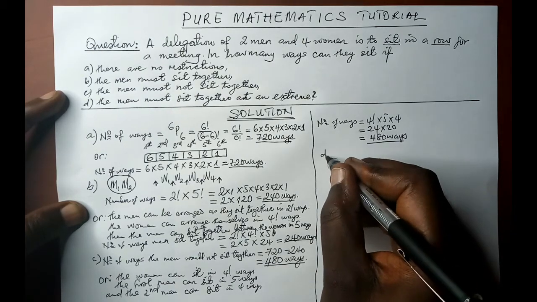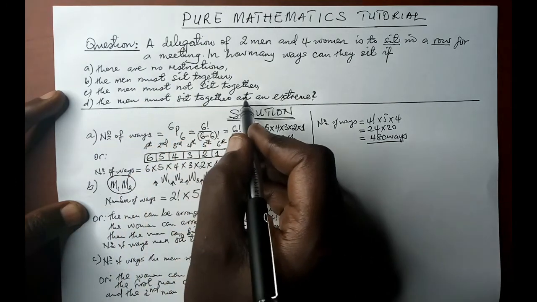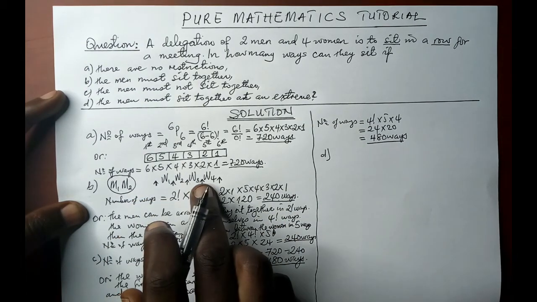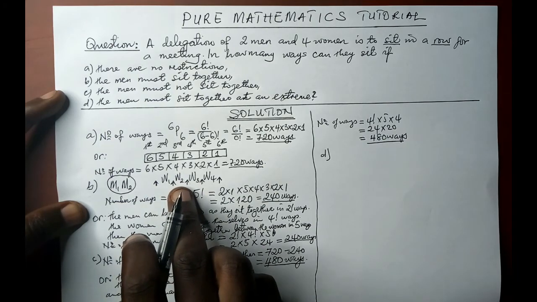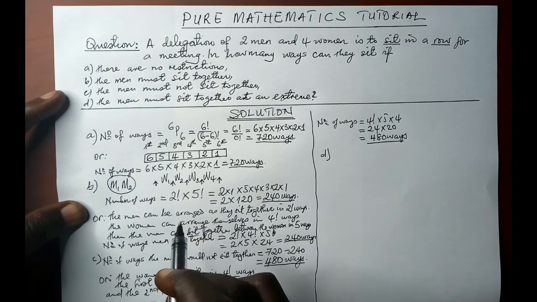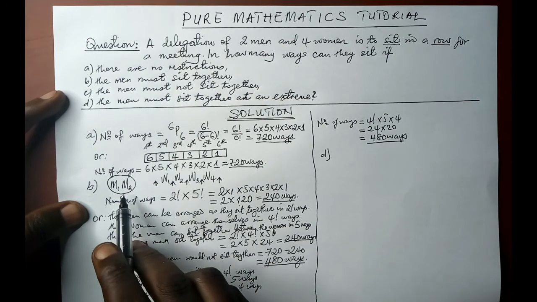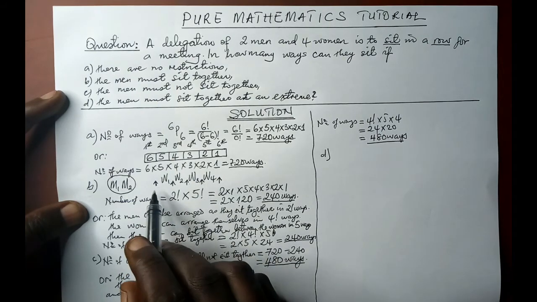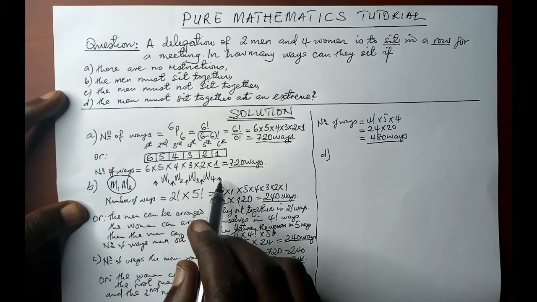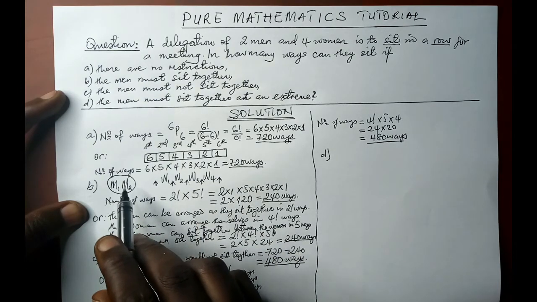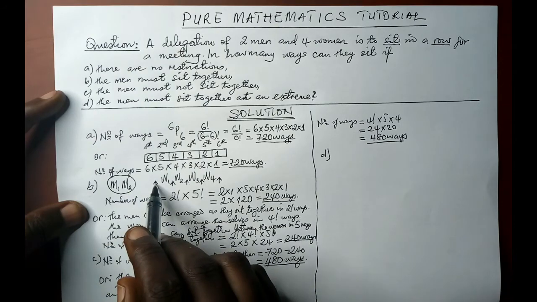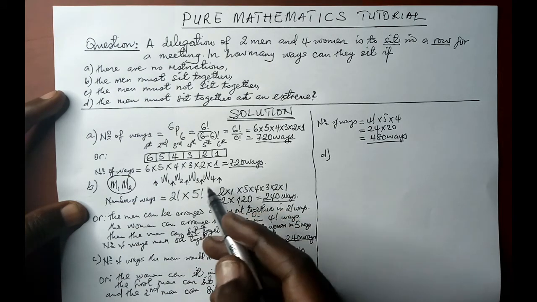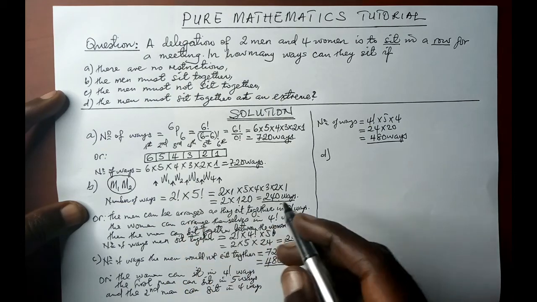Then in the D part, it says the men must sit together at an extreme. Again, we do the analysis as we did for the other case. For the men to sit together at an extreme, we have to also make an arrangement for them, which is in 2 factorial ways. The extremes are either in front or behind. They can fit themselves at the extremes in 2 ways because there are 2 extremes. And then we also consider the arrangements for the women and multiply the options.